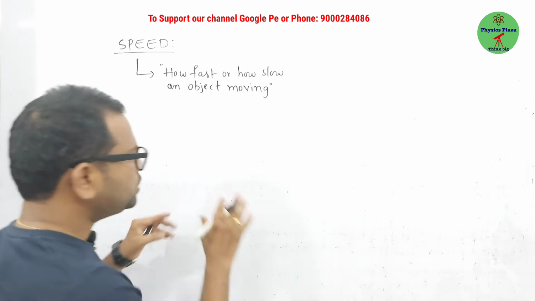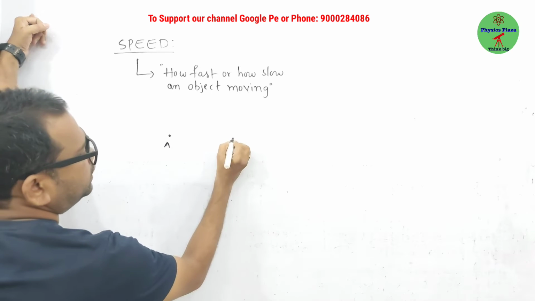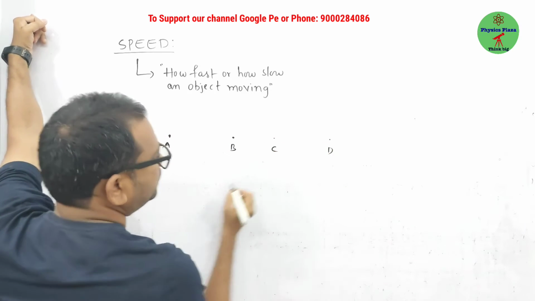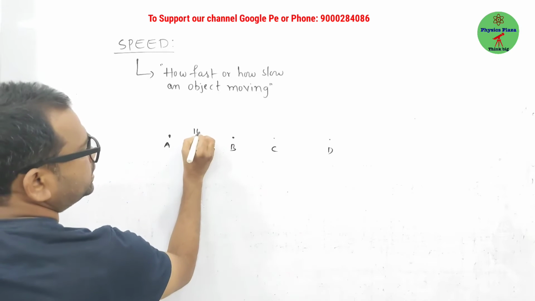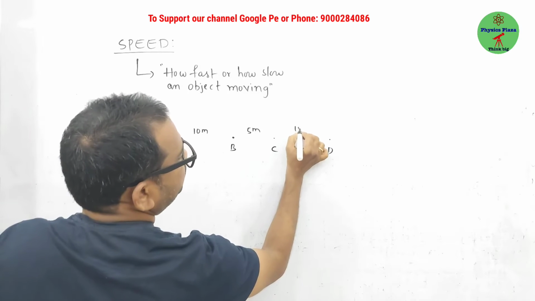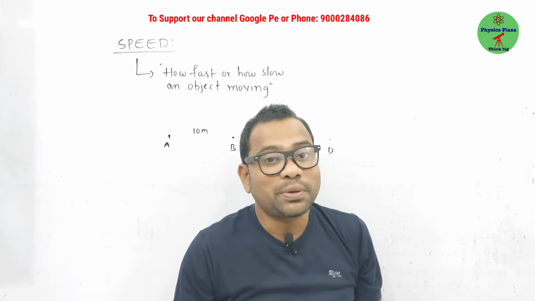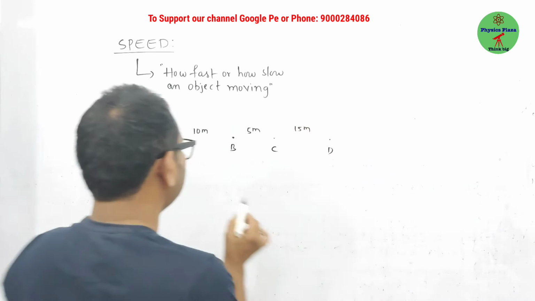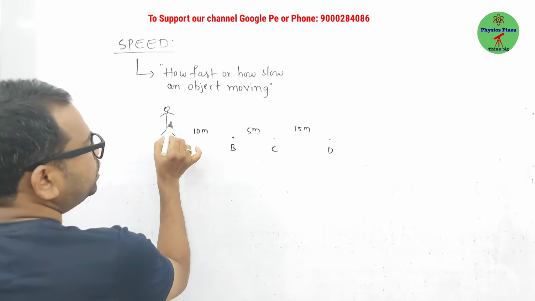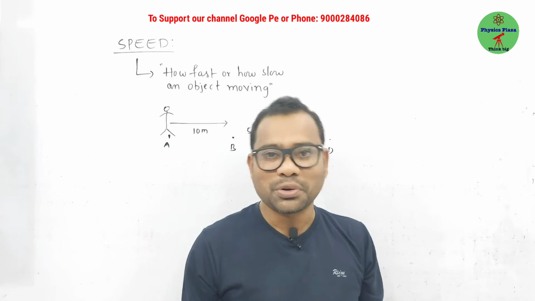Okay, fine children, let me take one example. For example, here is point A, point B, point C, and some point D. Here A to B, let us say, is 10 meters. B to C is, for example, 5 meters. C to D is 15 meters. I am taking this example just to give you clarity. Suppose a person is standing at point A. Now he is going from point A to B, which means he is in motion.